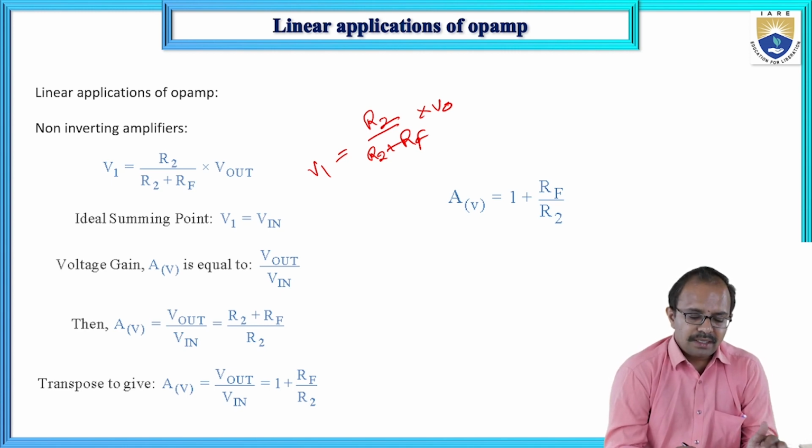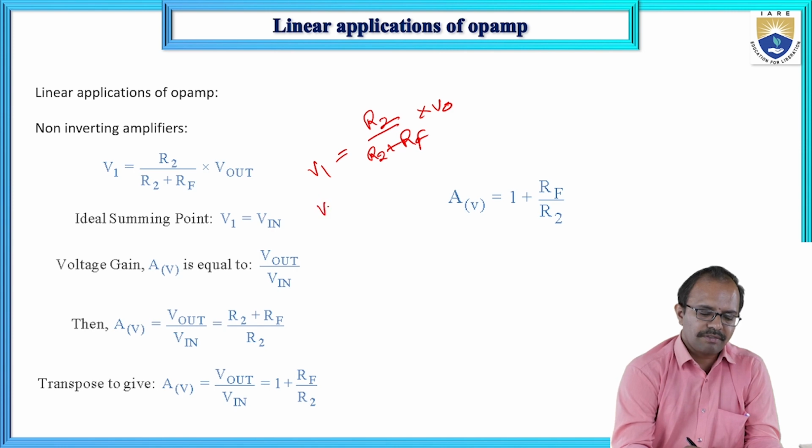Okay. And what is V1? Nothing but the input applied to the non-inverting terminal. So this is nothing but Vin. So what is Vin now? It is very straightforward this time. Vin is equal to R2 by R2 plus RF into Vout.